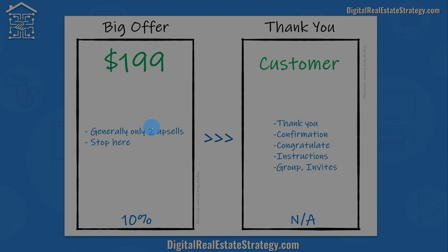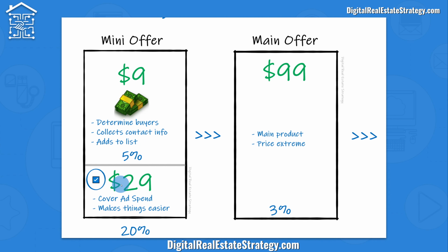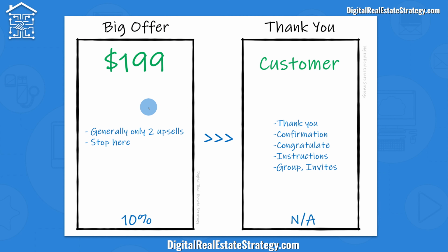You want 2 upsells here, and this is a bump. It doesn't count as an upsell. This is an upsell, and this is an upsell. And then you stop. After you stop with the 2 upsells, then you go to your thank you page. Hey, thank you. You made a good decision on purchasing or working with me. You thank them, and you let them know that they made a good decision. This is where you put your confirmation.